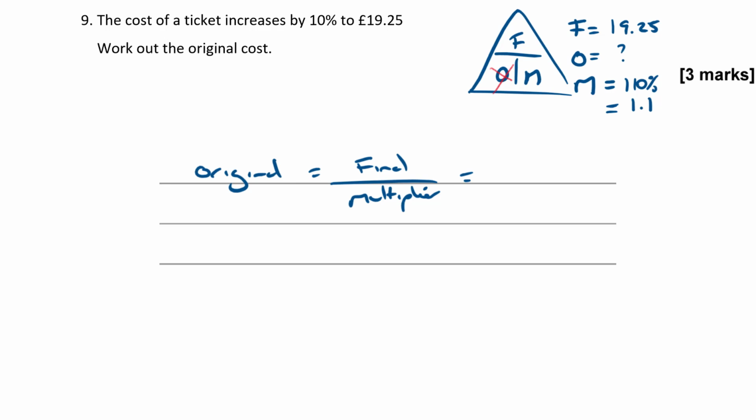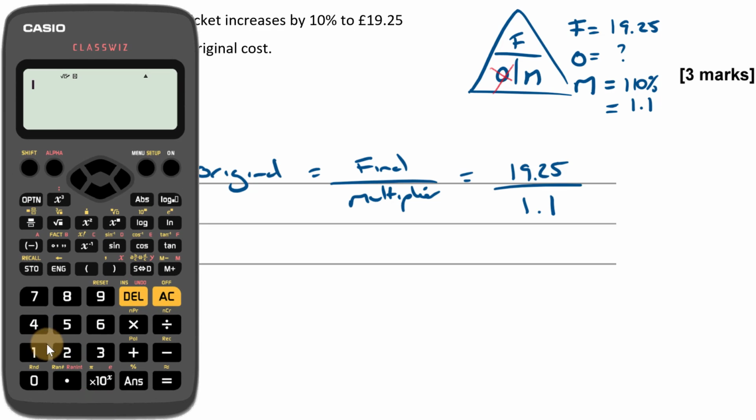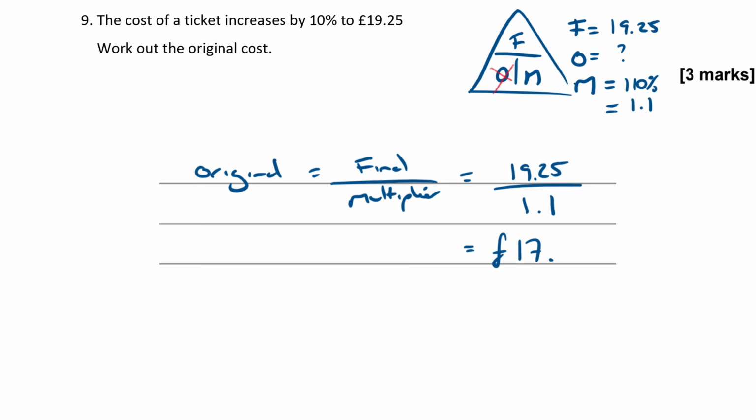Which in this case is £19.25 divided by 1.1. This is a reverse percentage question, isn't it? 19.25 divided by 1.1 on my calculator comes out to be 17.5. This is in pounds and pence though, so that is £17.50. I have to put that extra 0 on if it's money, otherwise you lose an accuracy mark. So the answer is £17.50.